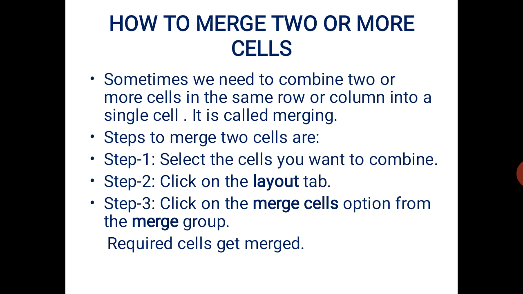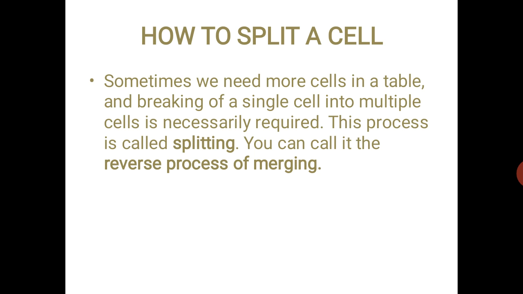How to merge two or more cells. Sometimes we need to combine two or more cells in the same row or column into a single cell. It is called merging. Steps to merge two cells are: Step 1. Select the cells you want to combine. Step 2. Click on the Layout tab. Step 3. Click on the Merge Cells option from the Merge group. Required cells get merged.